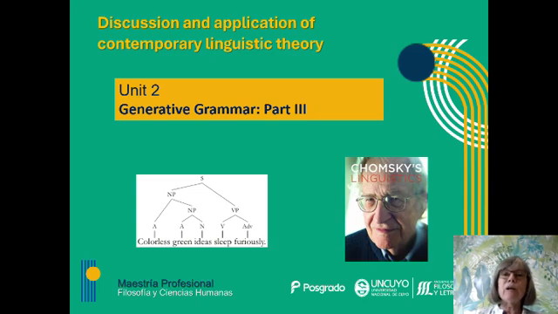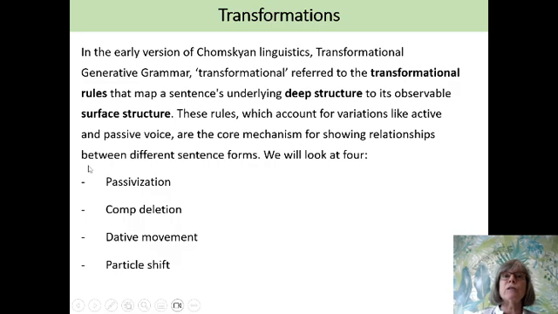Hello again. So here we are with part 3 of generative grammar, which will look at transformations. In the early version of Chomskyan linguistics, transformational generative grammar, the transformational part referred to the transformational rules that map a sentence's underlying deep structure to its observable surface structure. So these rules account for variations like active and passive voice, and they are the core mechanism for showing relationships between the different sentence forms like active and passive.